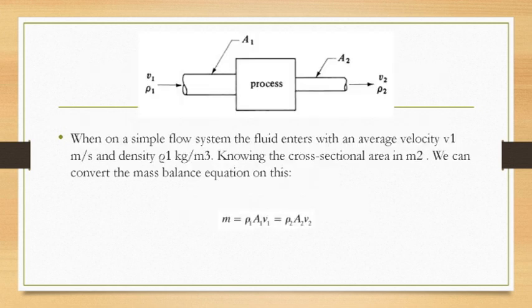There is a specific case where, in a simple flow system, the fluid enters with average velocity and density. Knowing these two values and the cross-sectional area, we can convert the mass balance equation to this form. So here is the formula: density times area times velocity. With this we can obtain the mass flux.